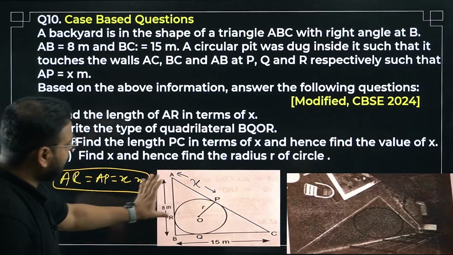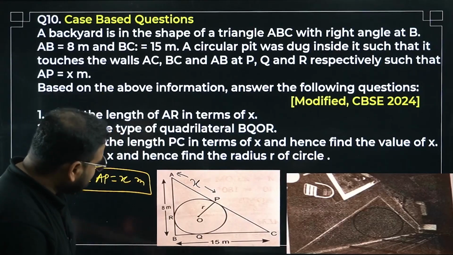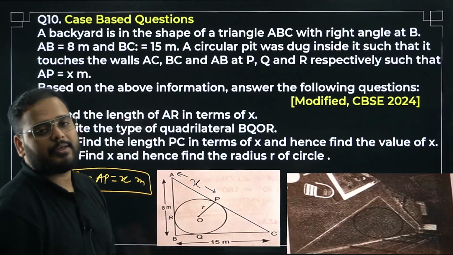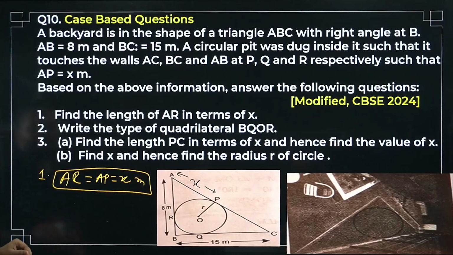AR equals AP. How come? Tangents from the external point A to the circle are equal. That's why AR equals AP. First part is done. Second part now.